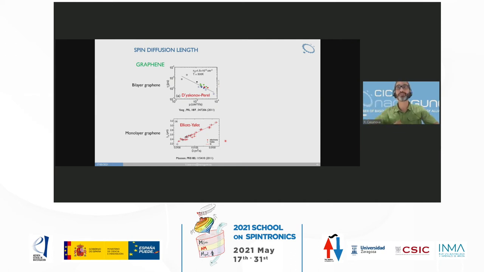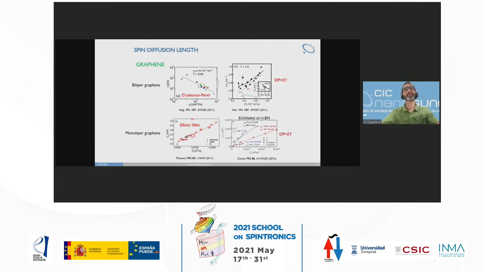A different issue is the origin of the spin relaxation. It's still not well known. Originally, it was thought that in bilayer graphene it was D'yakonov-Perel, and in monolayer graphene, Elliott-Yafet. This was like early results, but soon later, it was seen that actually both in bilayer and monolayer graphene, the two effects were there, the two relaxation mechanisms, D'yakonov-Perel and Elliott-Yafet. And this is still not fully addressed, and there is still even some controversy and discussion going on.